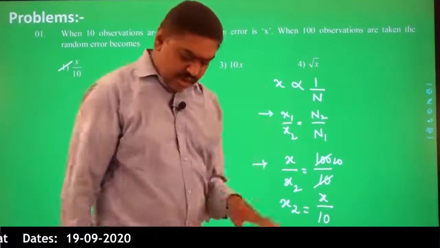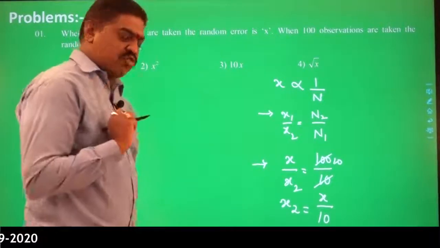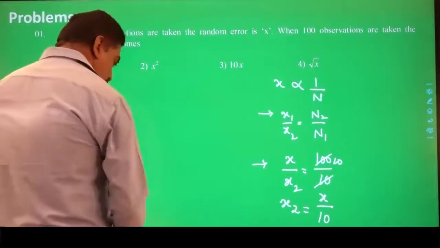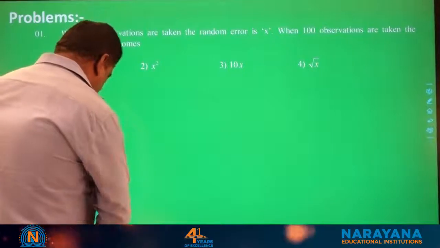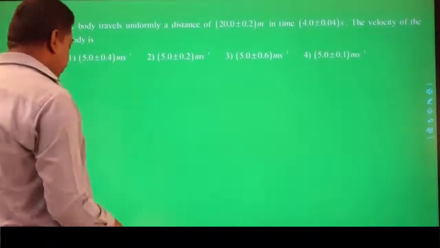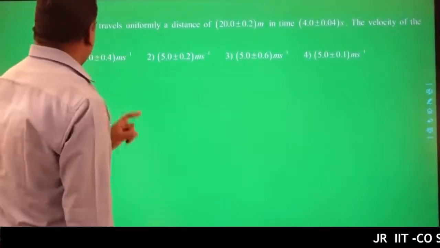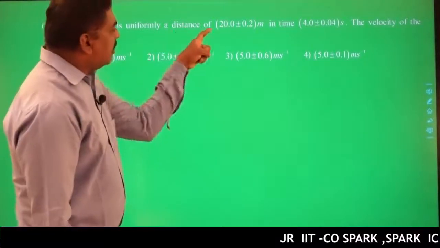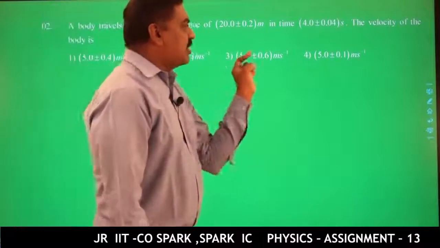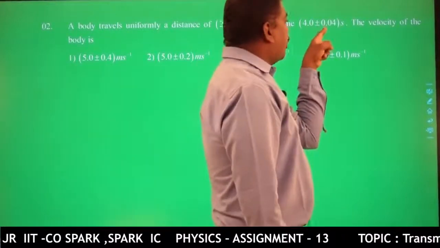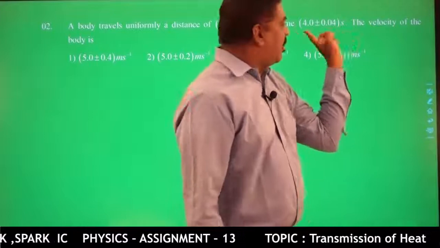Now we will go to the second question. Before that I clear the board. The second question is displayed on the board. A body travels uniformly a distance of 20.0 plus or minus 0.2 meters in time 4.0 plus or minus 0.04 seconds.